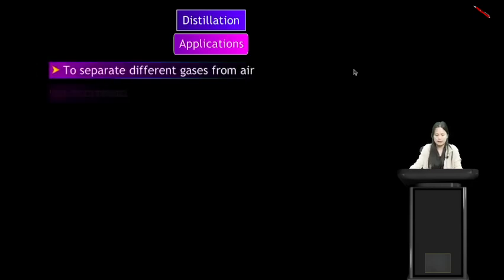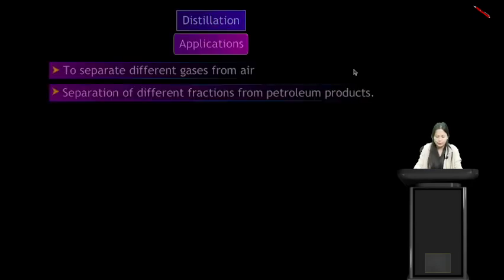So, distillation applications. What are some of the uses or applications of distillation? Let us see. The distillation process is used to separate different gases from air. Distillation is also used for separation of different fractions from petroleum products. So these are some of the applications of the distillation method.